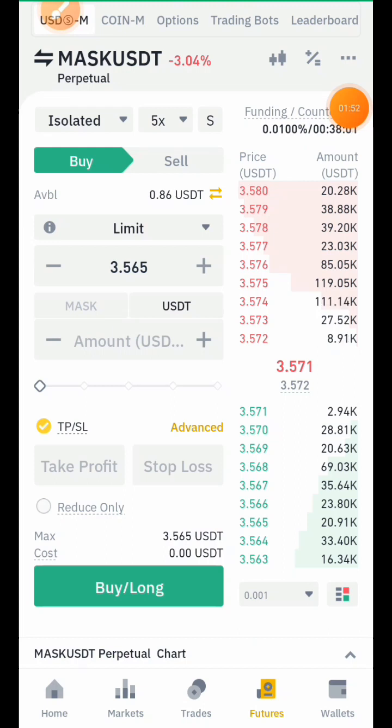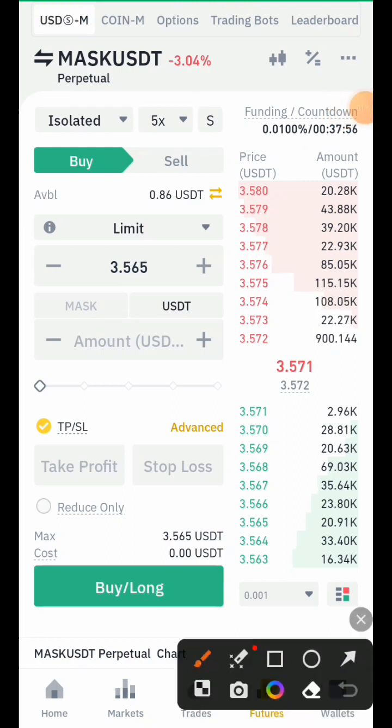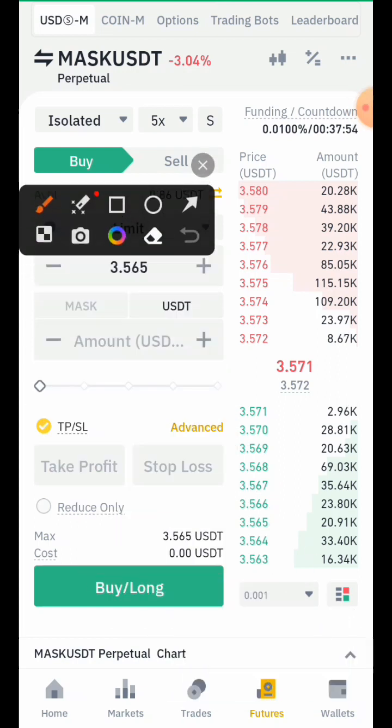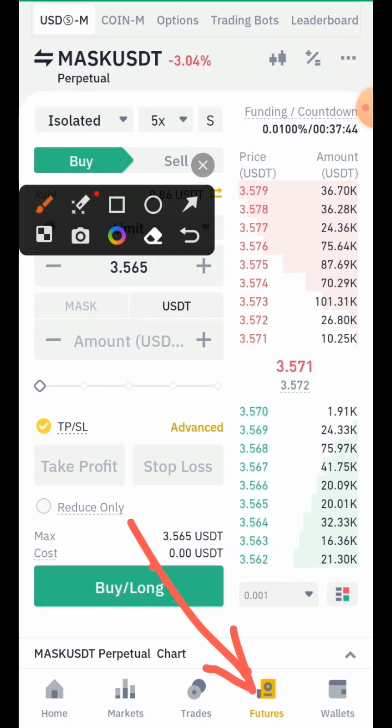So guys, when you come to the Binance futures is where you can place a trade. If you want to go to the Binance futures, you have to click here. Here you are going to see the Binance futures to place a trade, right?